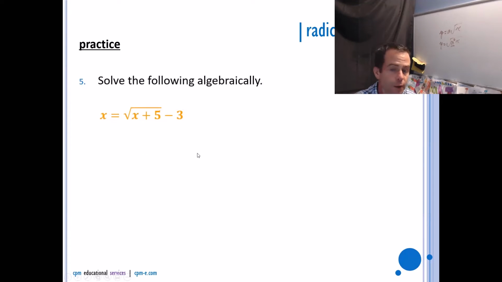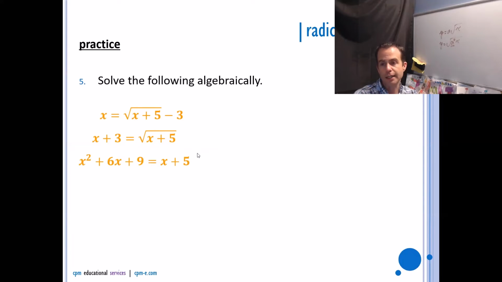All right, solve the following algebraically. When we go to solve algebraically, we want to get the radicand all by itself so that we can square both sides. So I'm going to add 3 to both sides, and then I'm going to square. Remember, that's x plus 3 all squared. That's a binomial squared. So you square the first, double the product, square the last. Then the root of x plus 5 squared will give me just x plus 5.